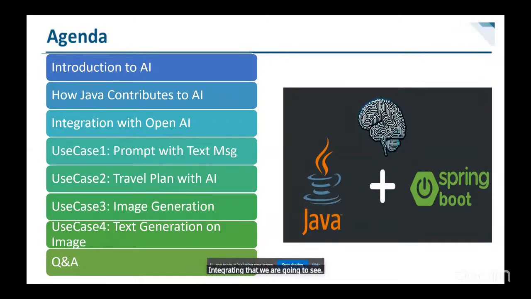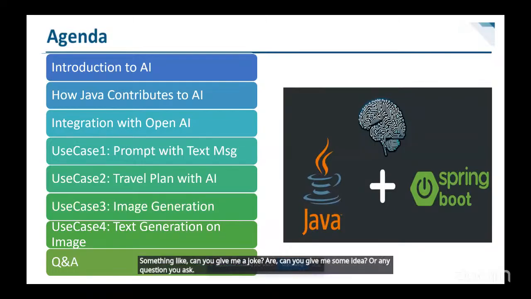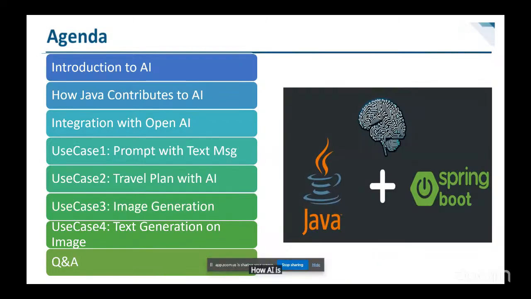I'm going to write 4 use cases. I'm going to write the code and showcase the output. In the 4 use cases I'll give some text message, something like, can you give me a joke? Or can you give me some idea? Or any question you ask, and how AI is going to reply to us. So that is use case one, a normal use case, very, very simple, just a starting use case.